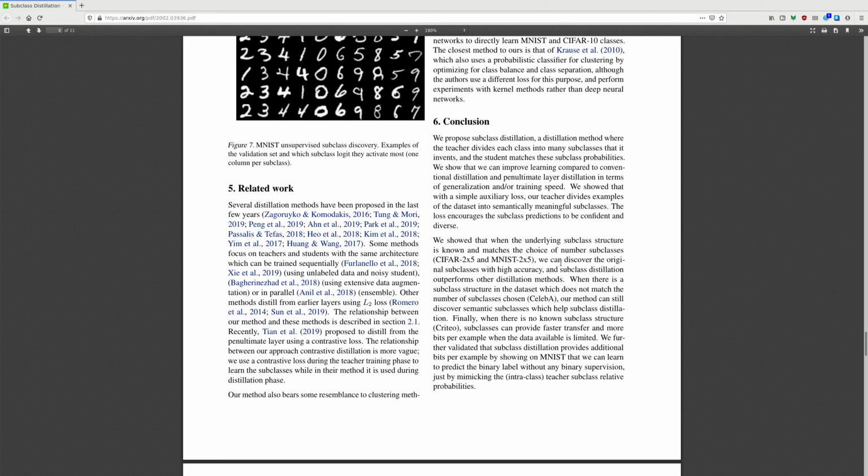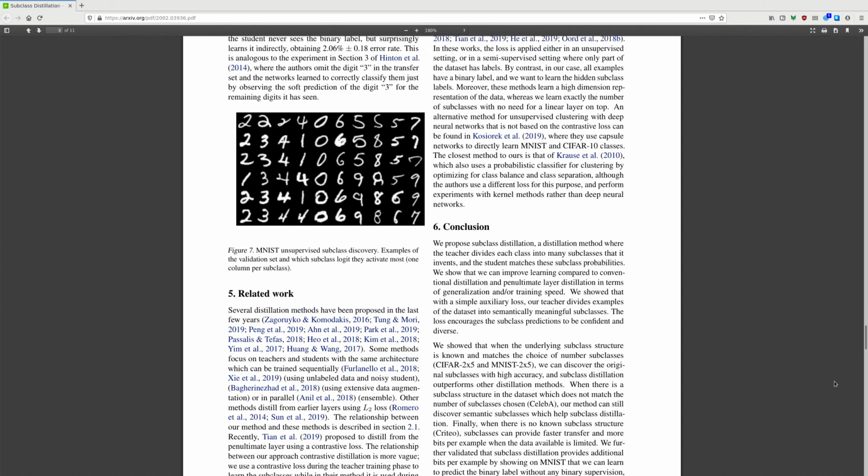Further validated, the subclass distillation provides additional bits per example by showing on MNIST that we can learn to predict a binary label without any binary supervision, just by mimicking the intraclass teacher subclass relative probabilities.